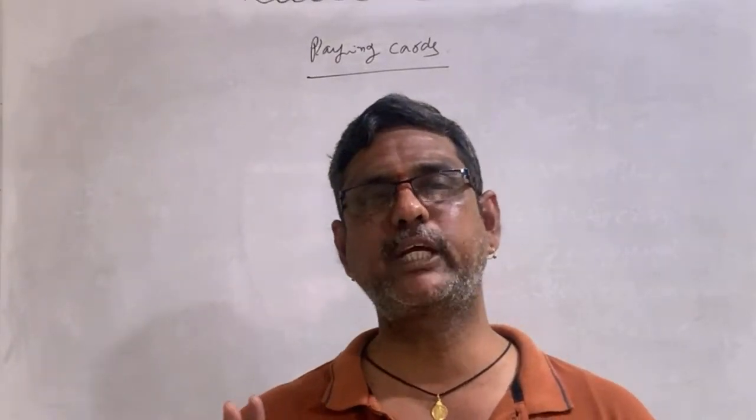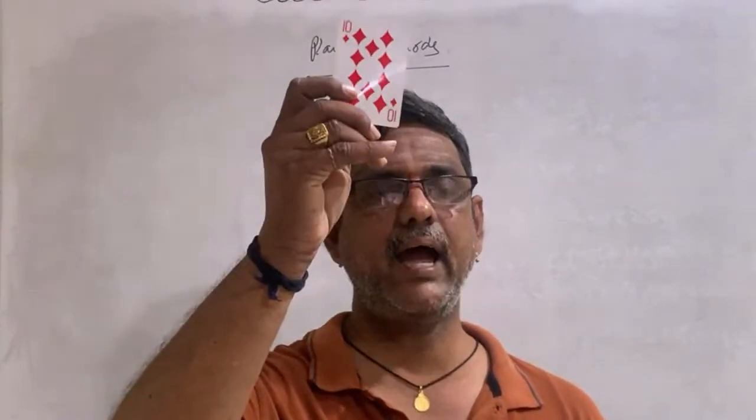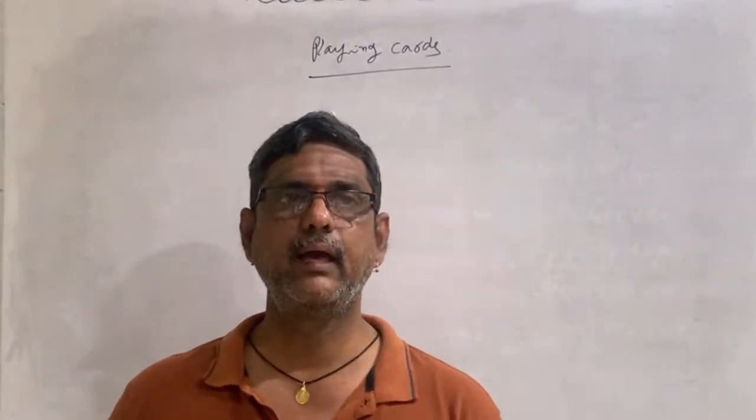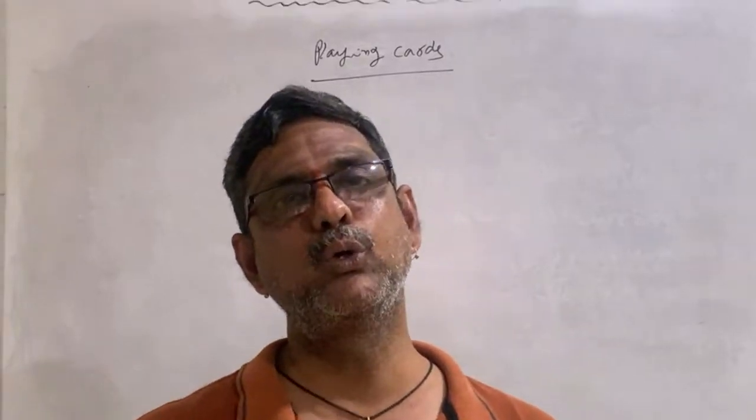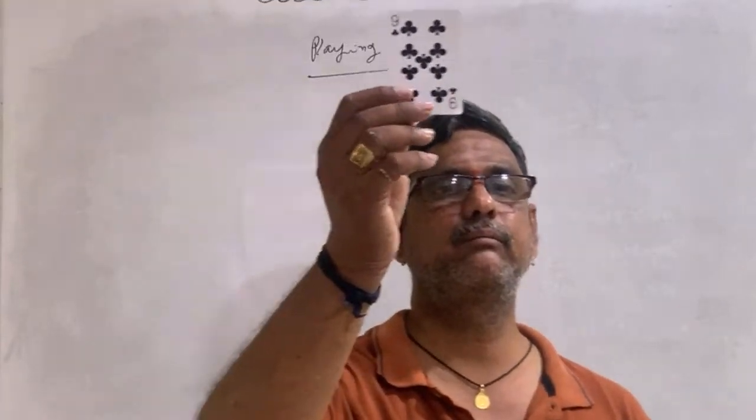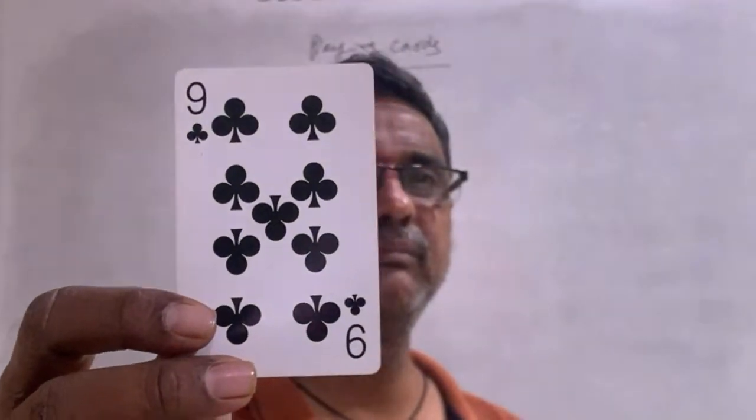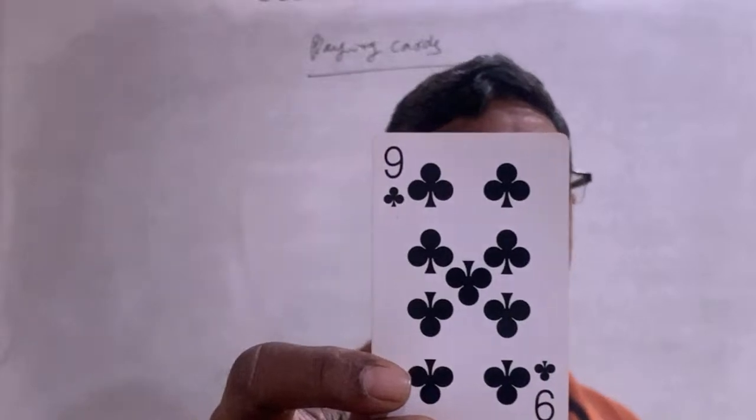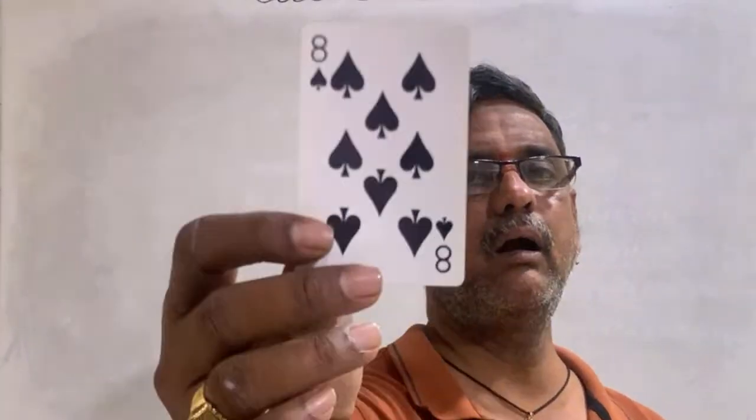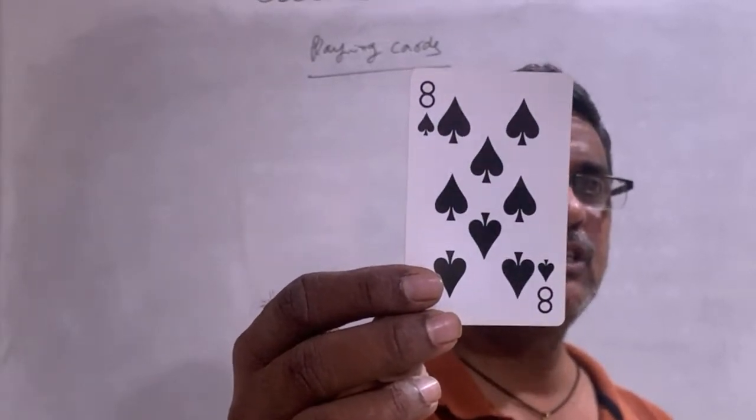In red color, again two shapes will be there. One is hearts, the other one is diamonds. And again, black color will have two shapes. One is called clubs. This shape we can call clubs. And this one we can call spades. This is spades.